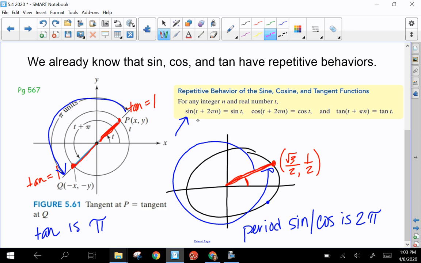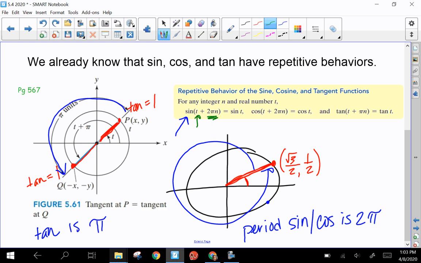So this says sine of an angle. I hate that pink pen, sorry. Sine of an angle, or adding 2 pi radians to that angle. So that would just mean go around the angle again. That's giving us a coterminal angle.